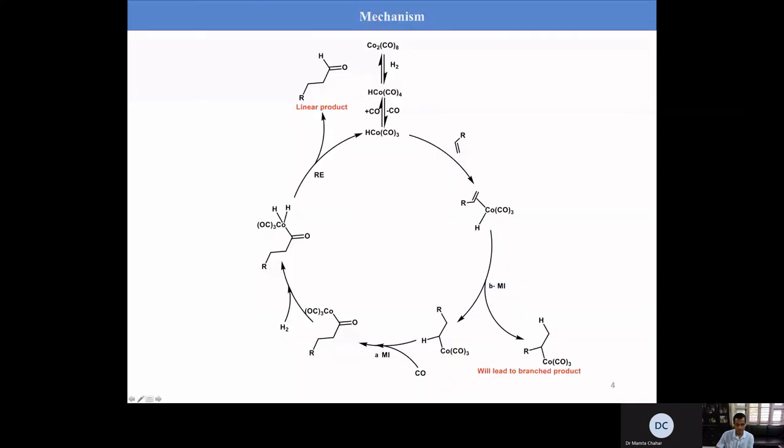Okay, so again what I was trying to tell is that you have olefin coordination, beta migratory insertion, as well as alpha migratory insertion, hydrogen oxidative addition, and reductive elimination. All the key steps, as well as ligand dissociation, are involved in there.